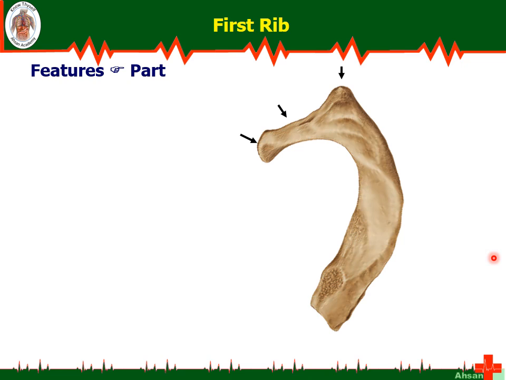The head is rounded, with a single rounded facet. The neck is rounded. The tubercle is very prominent and merges with the angle of the shaft. The shaft has an inner border and outer border, a superior surface and an inferior surface. The inner border has a pointed elevation. This is known as the scalene tubercle, which continues on the superior surface as a ridge.